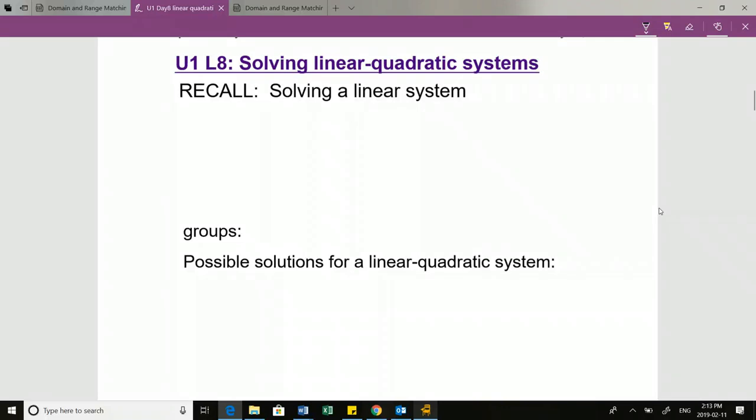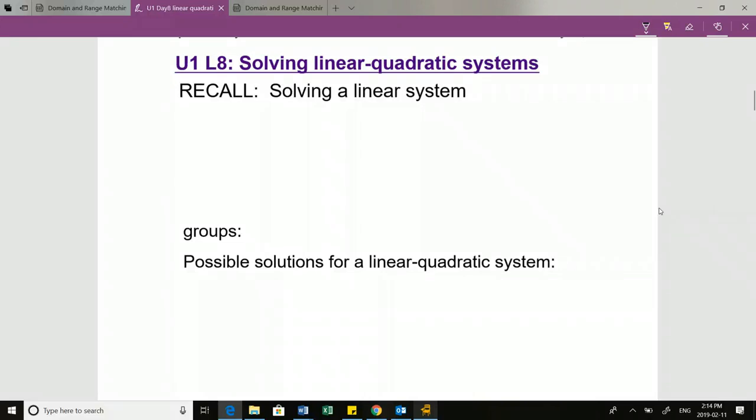This is going to be our last lesson of Unit 1. We're going to talk about how quadratics and linear functions can intersect. So in grade 10, you guys solved linear systems. You remember that? One of your first units in grade 10 was about using substitution and elimination to solve with lines.